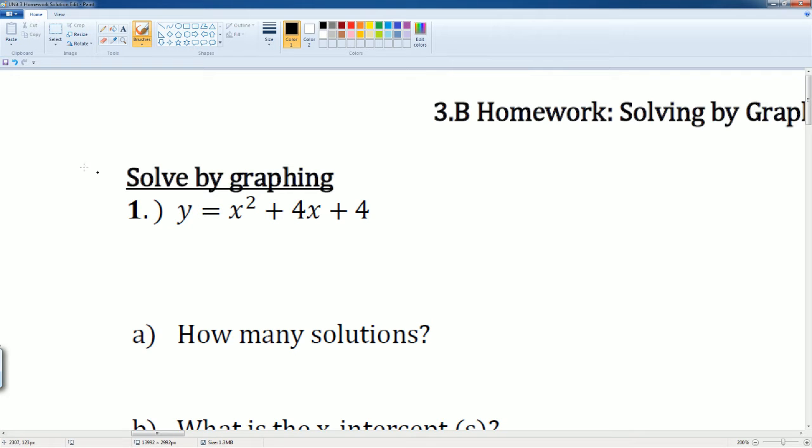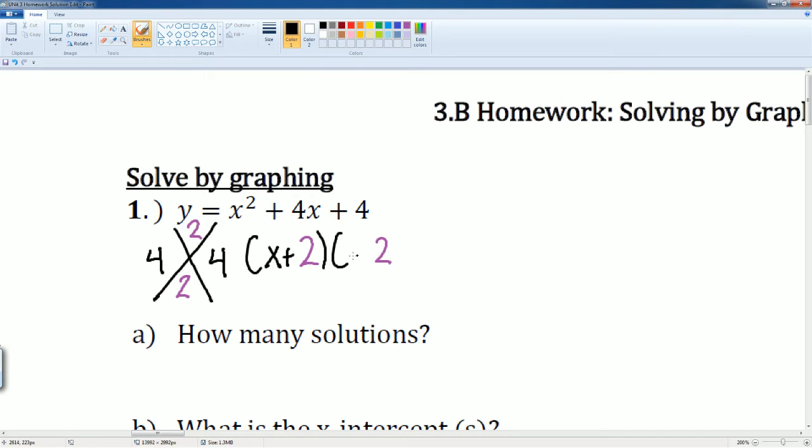So this can be just a simple X method. We want to find two numbers that add up to 4, that multiply to 4. So those two numbers can only be 2 and 2. So it breaks down into two factors, x plus 2 and x plus 2. Understand this is the same as writing x plus 2 squared. So this equals, right now, y.